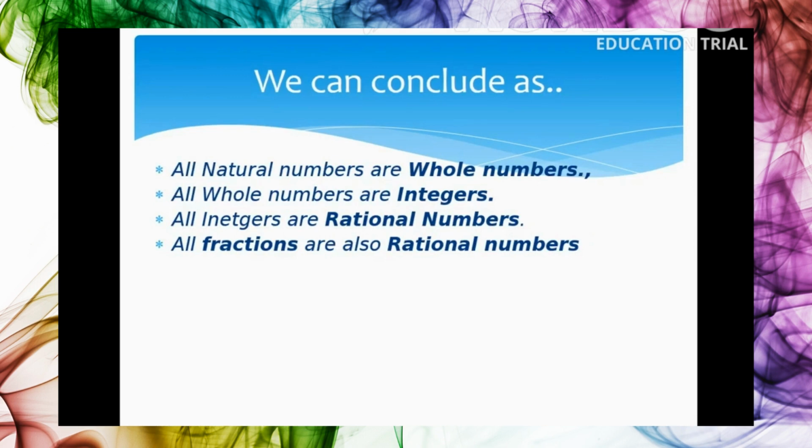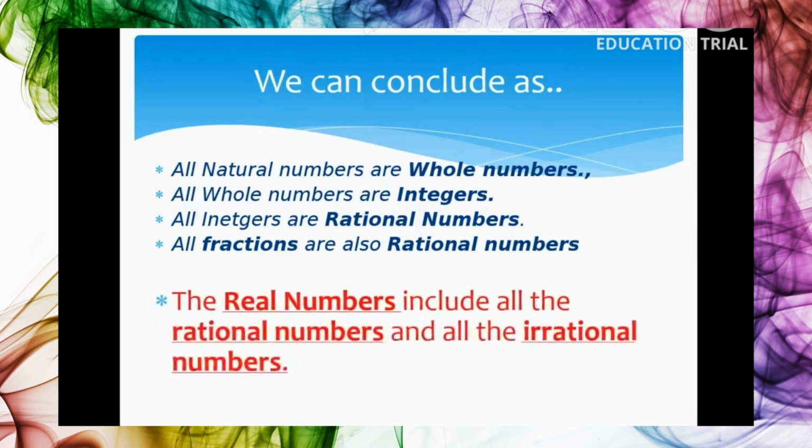All whole numbers, integers, natural numbers, all these sets of numbers belong to rational numbers. And the next final result is that the real numbers include all the rational numbers and all the irrational numbers. The collection of numbers containing rational numbers and all the irrational numbers is called real numbers.